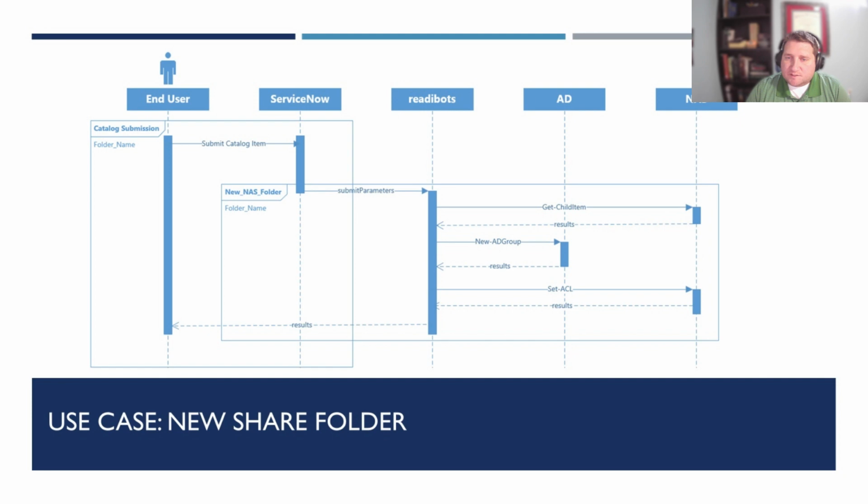As seen in the sequence diagram displayed here, we have a slightly more complex use case. Now, instead of the service desk directly executing the bot, we're making use of the Readibots publish to REST capability, which allows the bot to be executed via a REST call. Now, end users, instead of calling the service desk, they'll interact directly with the service catalog, and then Readibots will handle the backend. They'll facilitate the execution of the script, which will create a share folder, create new AD groups, and then assign appropriate permissions to the share folder.